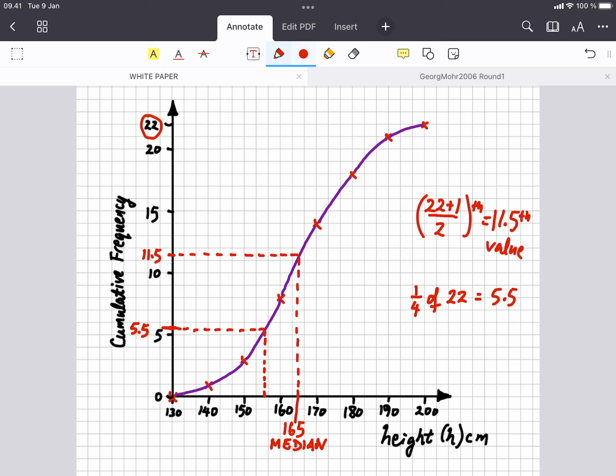And in this case, it's turning out to be, well, I'm going to call that about 156. So 156, I'm saying, is the height of the person who's 25% of the way along the data. So Q1, my lower quartile, I'm estimating at 156. And then similarly for the upper quartile, 3/4 of 22 is 16.5.